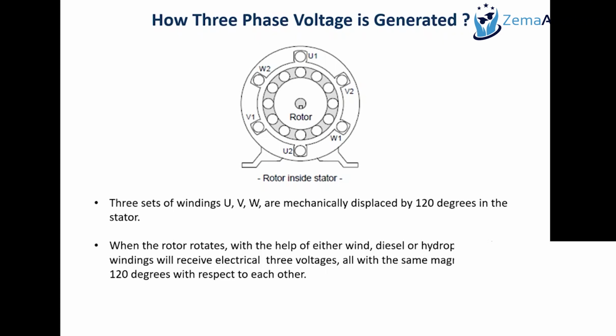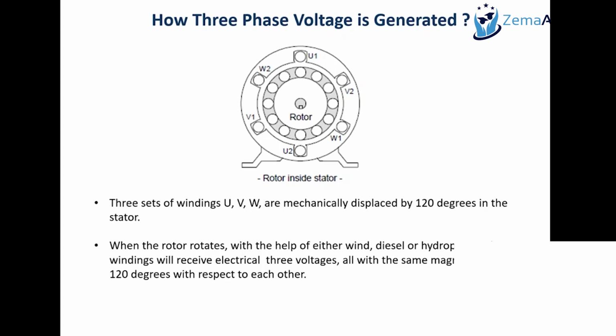It works like this. If you want to generate a single phase, 360 degrees divided by 1. If you want to generate two-phase, 360 degrees divided by 2. If you want to generate three-phase, 360 degrees divided by 3. And this gives you 120 degrees displacement, mechanical displacement between the coils on the stator.